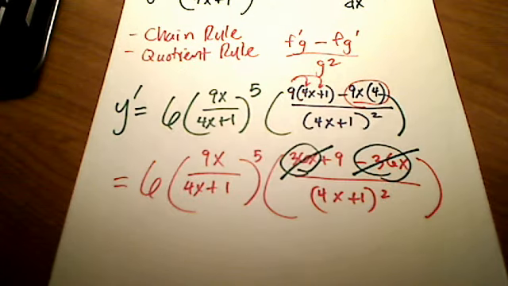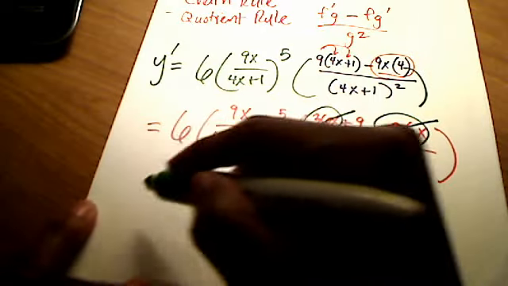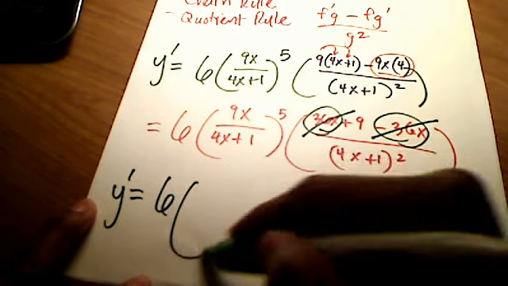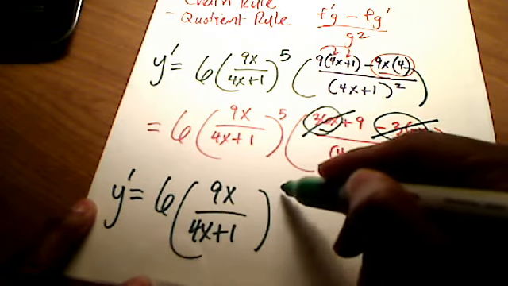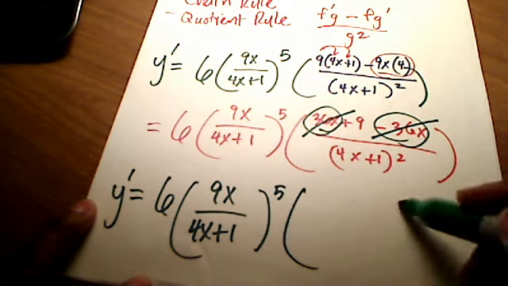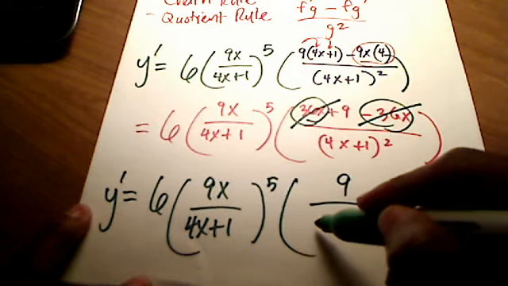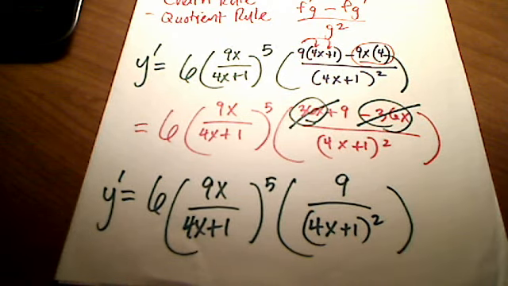Okay, so I hope you see that my first derivative, if I can squeeze this in here, is 6 times 9x over 4x plus 1 quantity to the 5th power times simply just a 9 up top in the numerator over quantity of 4x plus 1 squared. Okay? Alright, well, let's see.